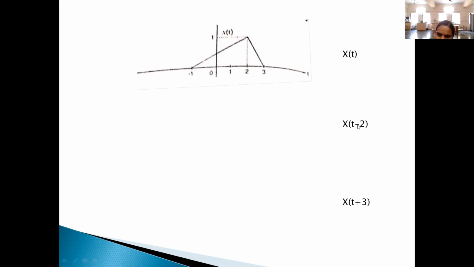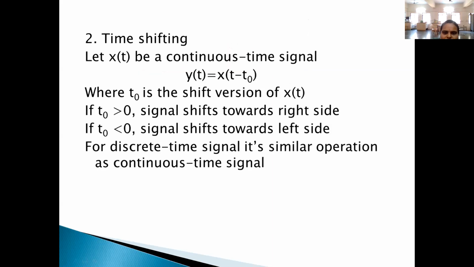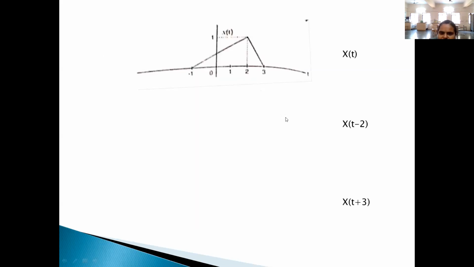Negative is standard, don't change that here. T naught, what is the value? T naught is going to be 2, plus 2. Plus 2 means a positive value, so the shift is towards the right side. At what value is it going to shift? The signal is shifting towards the right from the third position to what value? That is 2. 2 plus 3 means 5.